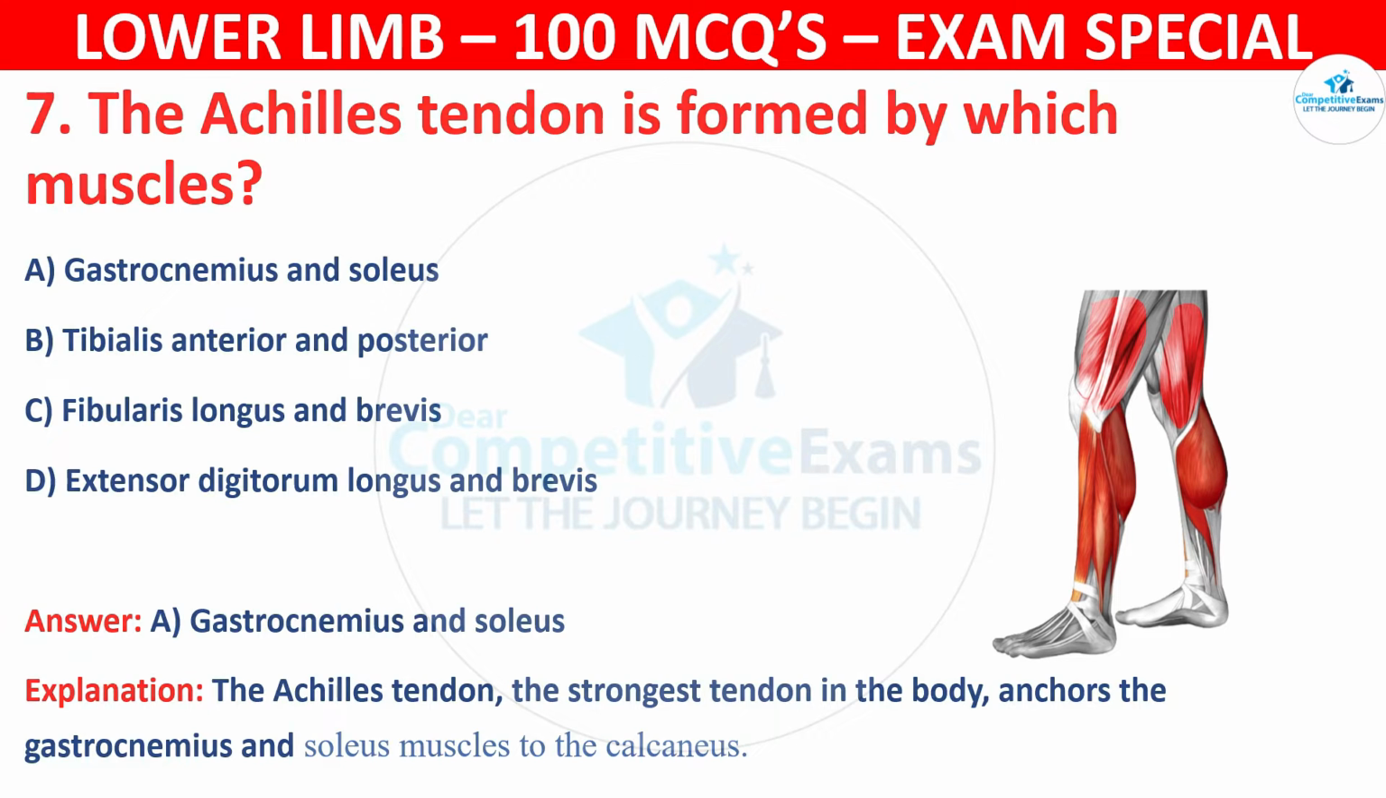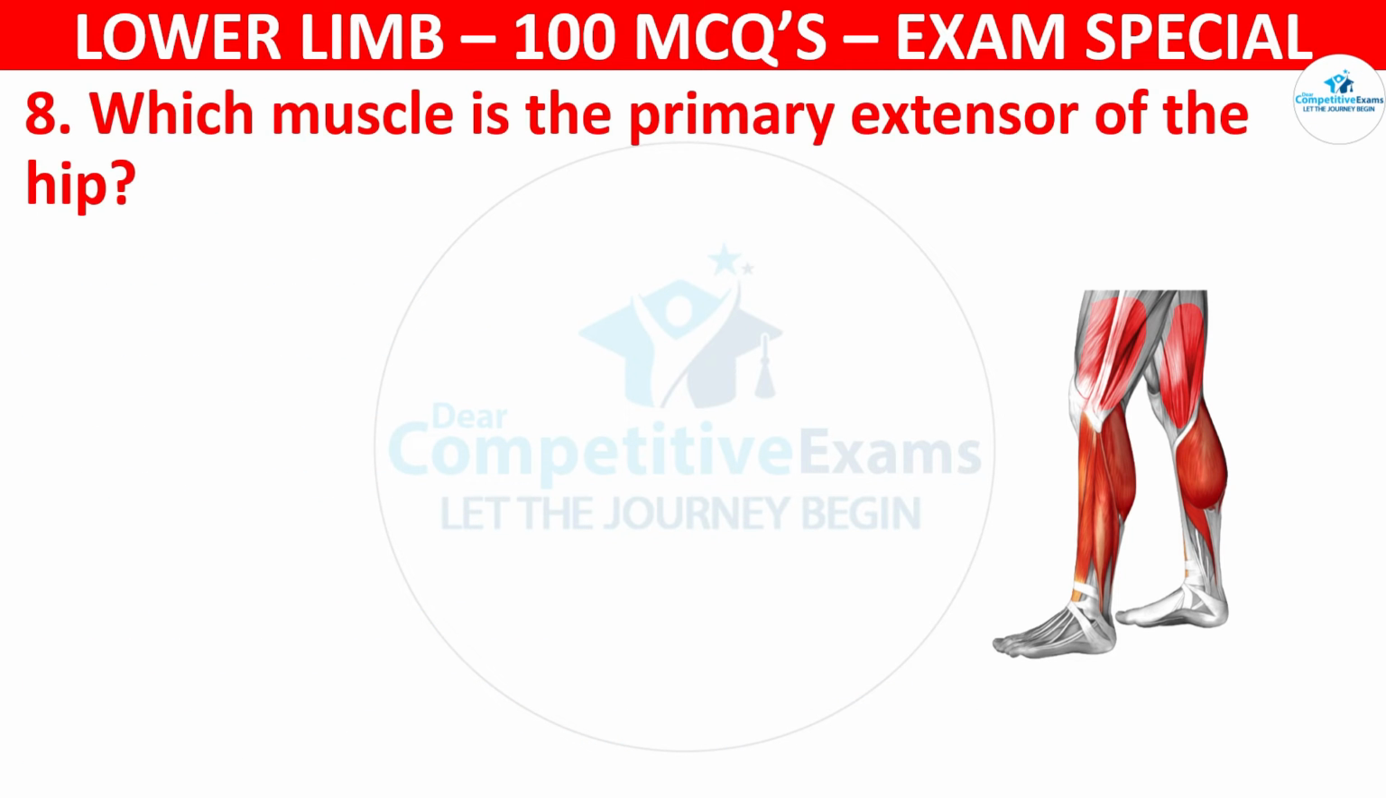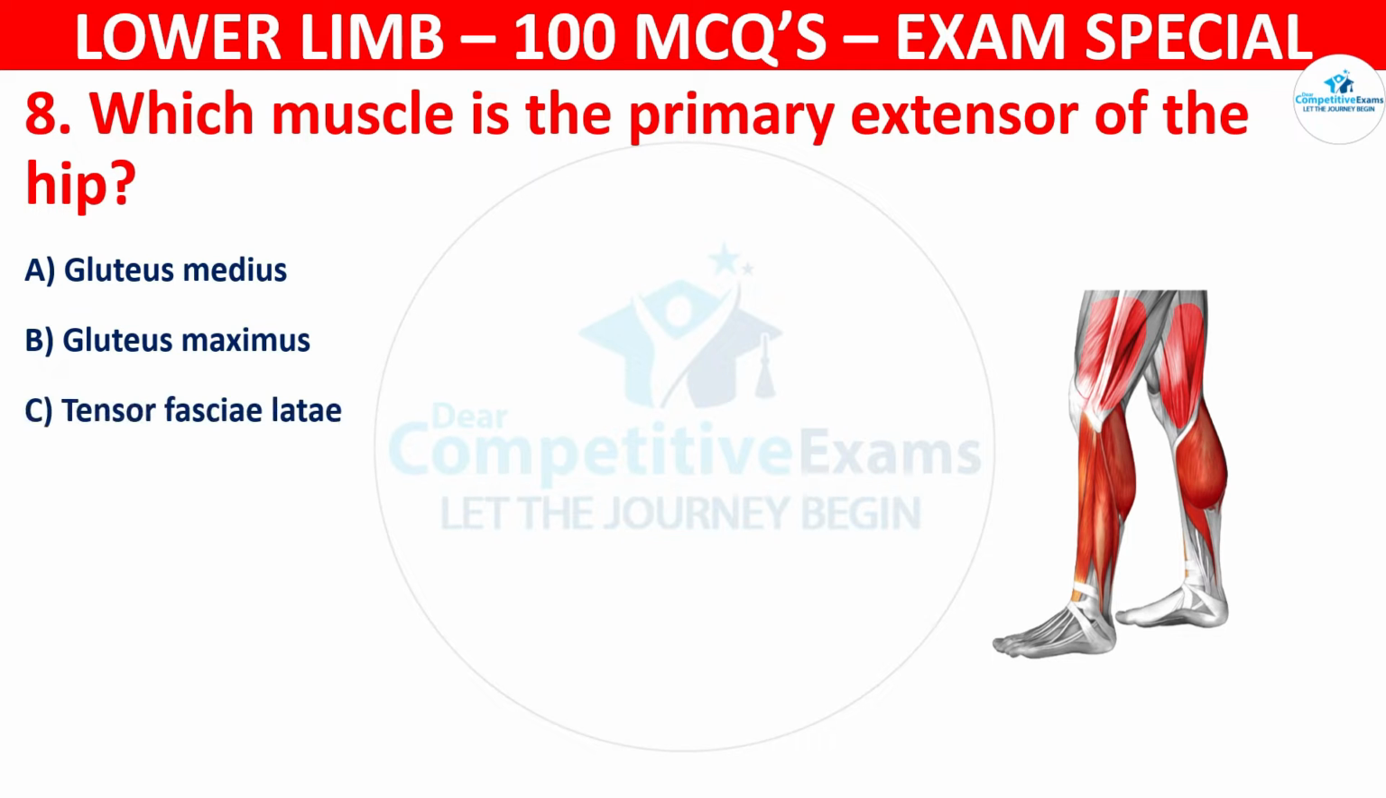Question number 8. Which muscle is the primary extensor of the hip? Your options are gluteus medius, gluteus maximus, tensor fasciae latae, or hamstrings. The correct answer is B, that is gluteus maximus.